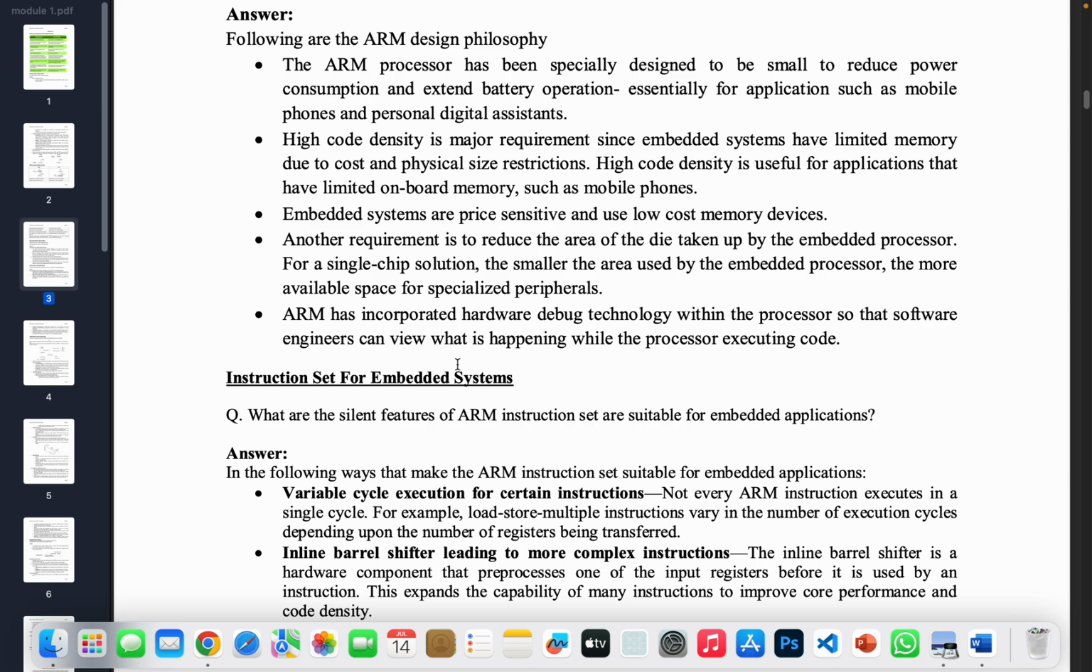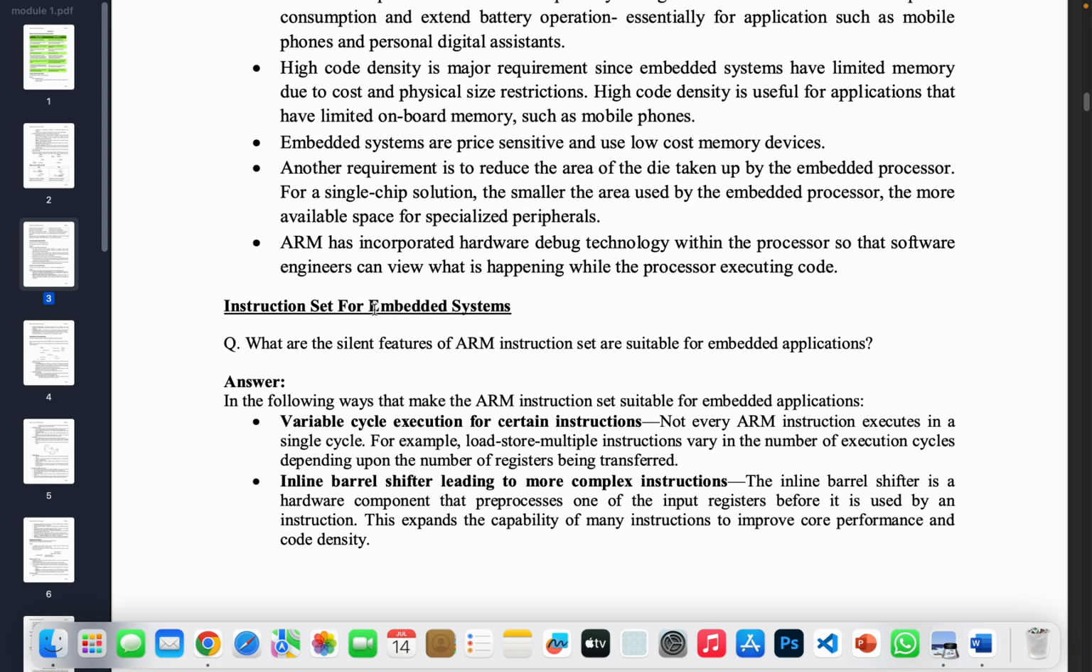The second point is high code density, a major requirement since embedded systems have limited memory due to cost and physical size restrictions. High code density is useful to applications that have limited on-board memory, such as mobile phones. Then the third one is that embedded systems are price sensitive and use low cost memory devices.